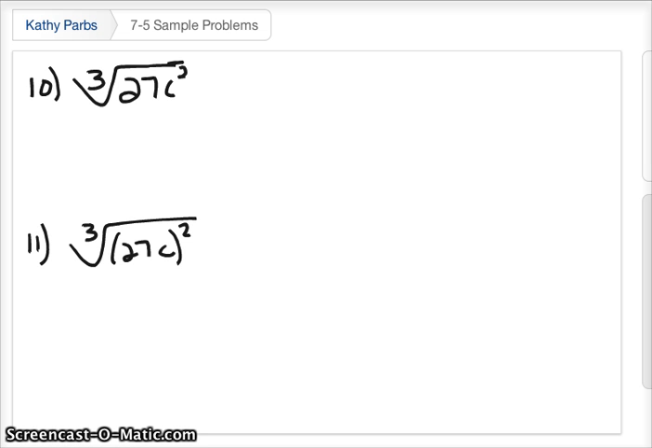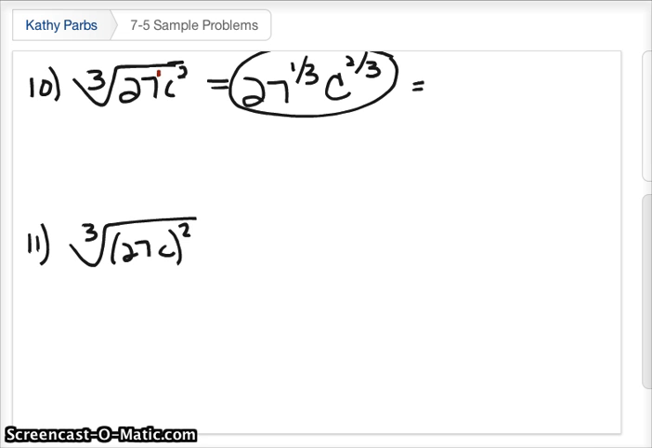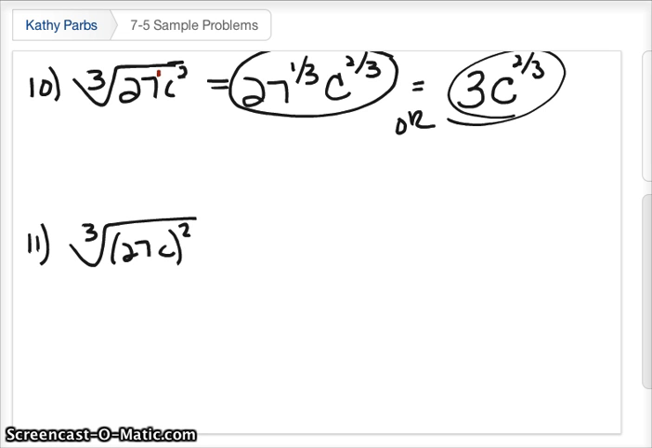Okay, in this problem there's no parentheses, so the exponent on the 27 is 1. So when we rewrite that, we would get 27 to the 1/3, c to the 2/3. And you can leave your answer like that, or you can simplify this 27 to the 1/3. If you put it in your calculator, you find out that 27 to the 1/3 is 3. So you could simplify this to 3c to the 2/3. So I don't care which way you leave it.